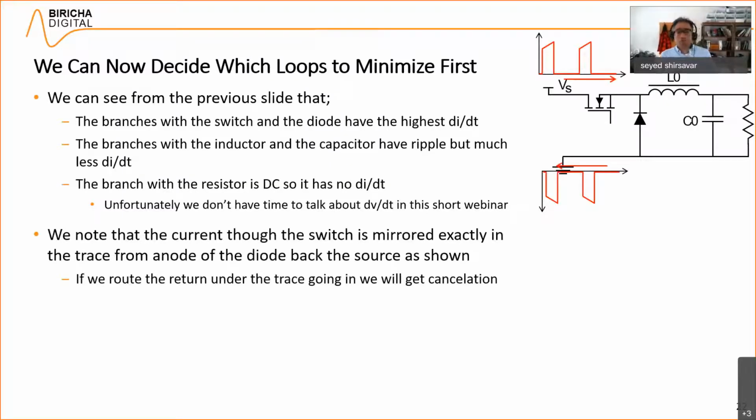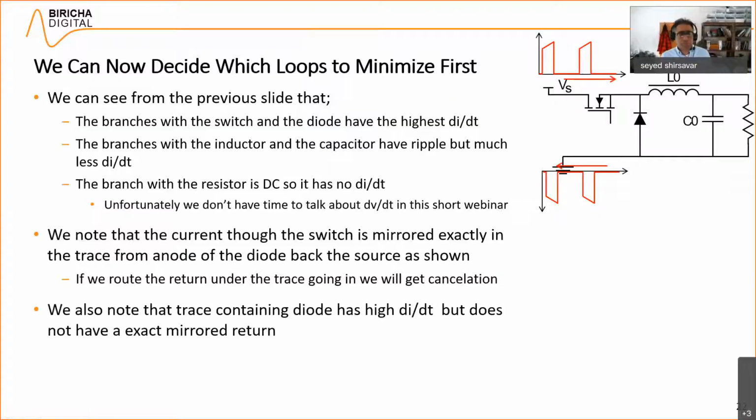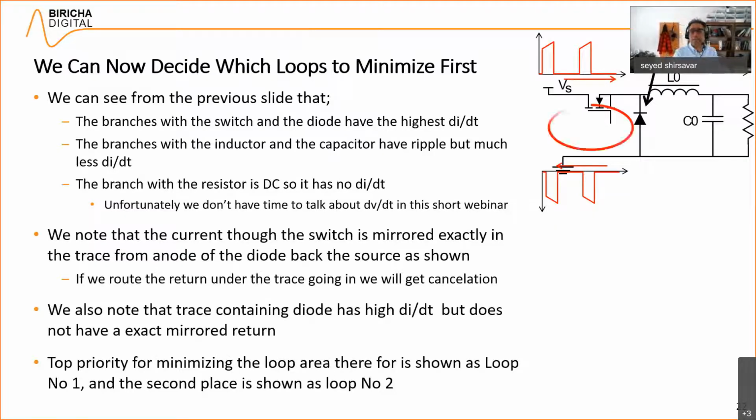Note that the current through the switch is mirrored exactly at the bottom, right? So if we route the two under, we can get some cancellation. And note that the trace current in the diode has high di/dt, but does not have a mirror current under it. There we go, that's a diode current. Okay, in order of priority, minimizing loop, I would give this one top priority. I would also give you either first equal or second top priority. So these two are absolutely essential for minimizing.